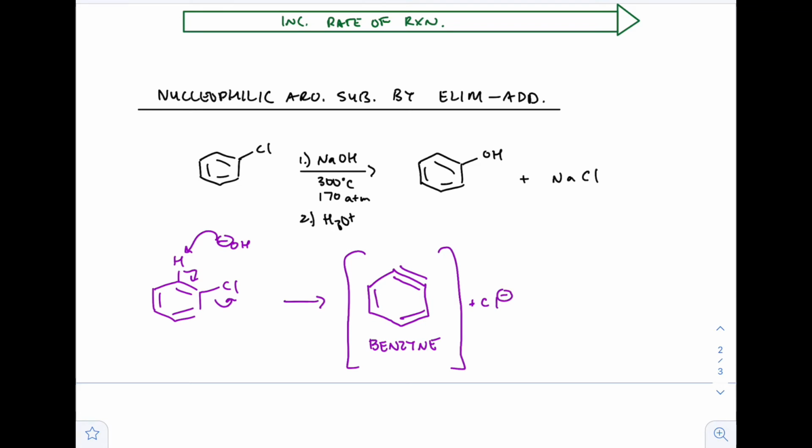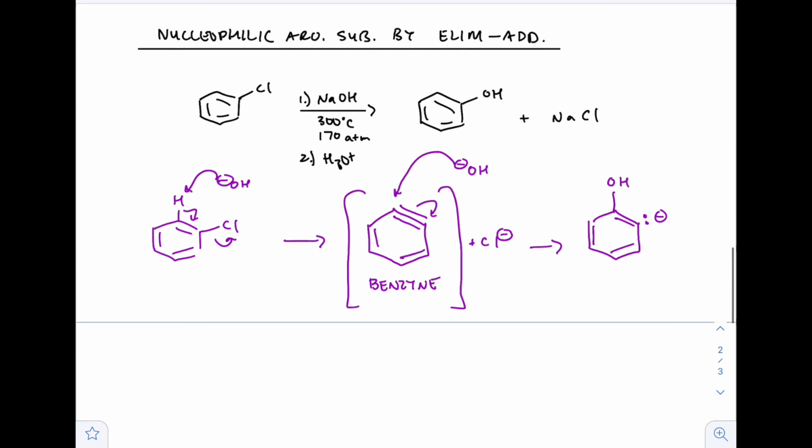We got this benzyne intermediate. So remember alkyne, Y-N-E, benzyne, right? It's got a triple bond in it, and that OH, the hydroxide, attacks the triple bond, and that kicks the pi electron over and gives you a negative charge on the benzene ring, right? We pretty much have the likings of our phenol.